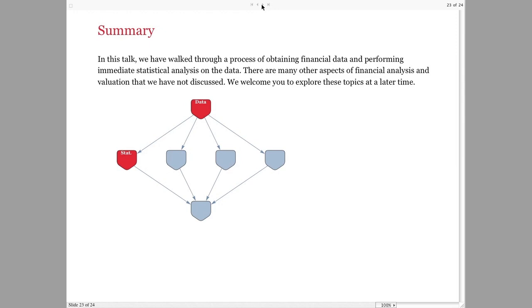In this talk, we have walked through a process of obtaining financial data and performing an immediate statistical analysis on the data. There are many other aspects of financial analysis and valuation that we have not discussed. We welcome you to explore these topics at a later time.